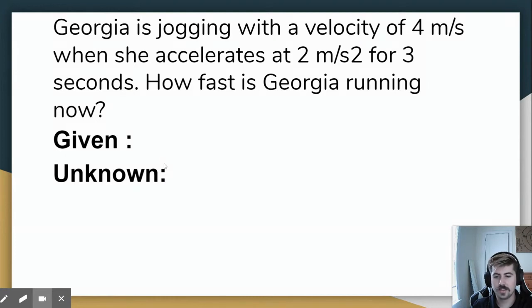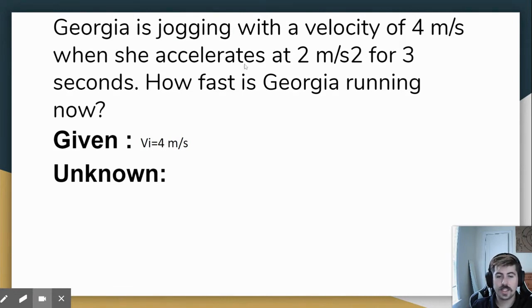So for the givens, we know that she's jogging with a velocity of 4 meters per second and she accelerates. That means we know that her initial velocity is 4 meters per second. Because of the units, and it also says velocity, we know that this is velocity. How do we know it's initial? Because she's accelerating and it's asking how fast she's going to be running now. So we know that they're looking for final velocity. So we know our initial velocity is 4 meters per second.